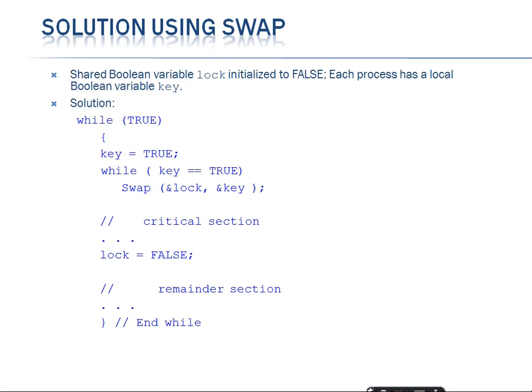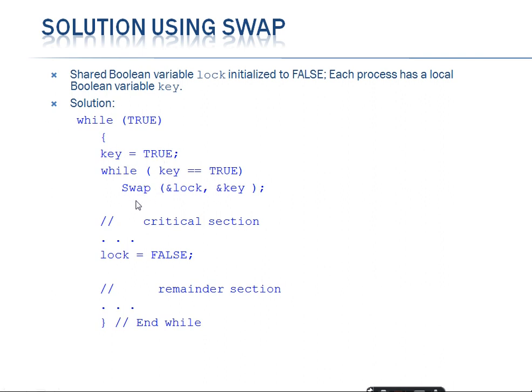Now, using this swap for the solution, the shared boolean variable again is lock, which is initialized as false at the beginning. Each process has a local boolean variable key. Other than lock, a local boolean variable for each process is the variable key here. Now, while the condition is true, key is assigned true. Key will be equal to true in this loop.